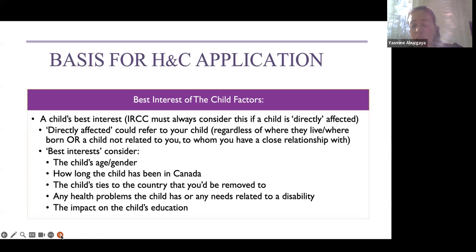Okay? Some of the factors that should be considered in this best interest of the child analysis are the age of the child, the level of dependency between the child and the agency applicant, the emotional impact of being separated from the applicant, who may or may not be their primary caregiver, the degree of the child's establishment in Canada, the child's links to their country of origin, and the conditions of that country and potential impact on that child, any medical issues or special needs that the child might have, and what the impact would be to the child's education if they had to leave Canada. Also, any issues related to the child's gender. Next slide, please.